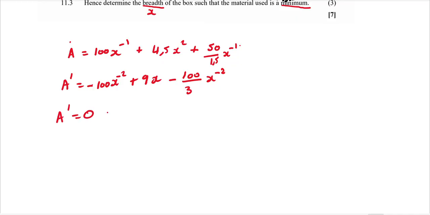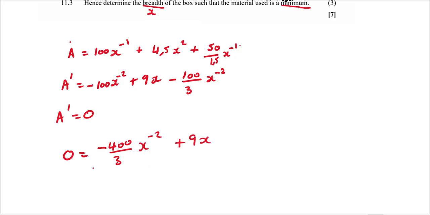This thing is equal to 0. Since we want the minimum, we're minimizing it, the derivative of the area we put equal to 0. We collect the like terms. These are like terms since our x is to the power of minus 2. So we're going to say minus 100 minus 100 all over 3, and we're going to get minus 400 all over 3, with x to the power minus 2 because these are like terms. Then we're going to say plus 9x.